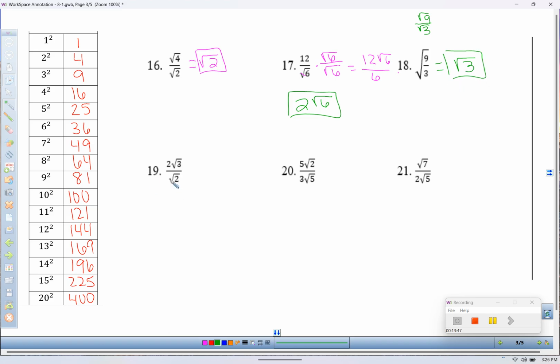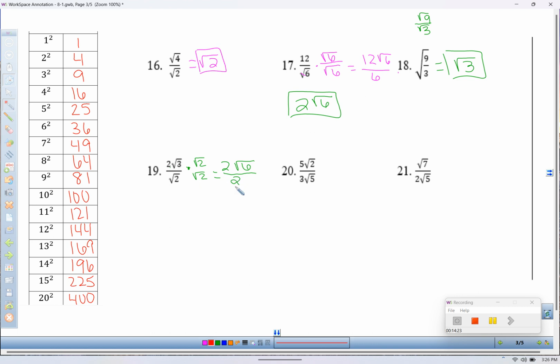Okay, so let's look at 19. All right, I have 2 times radical 3 over radical 2. So I'm going to look over here. Nothing can be divided equally. So once again, I need to get rid of the radical in the bottom by timesing the top and the bottom by a radical. Okay, so I have my 2 out here. It's on the outside. And 3 times 2 gives me radical 6. And then remember what we said, a radical of a number times itself, the radical just goes away, and we end up with this.